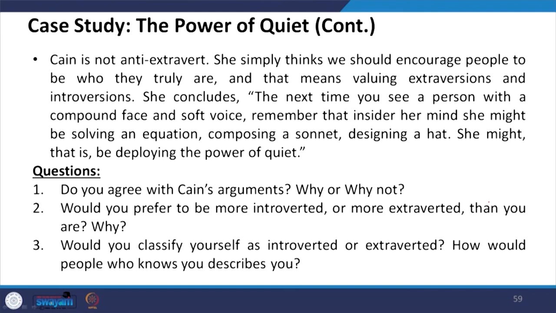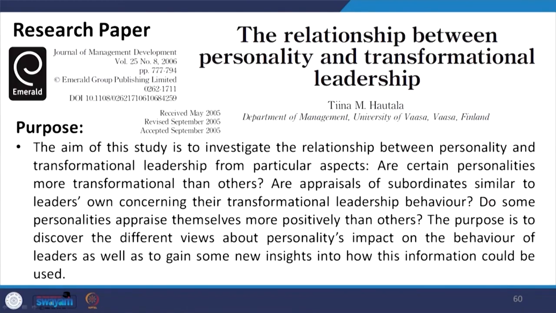Cain is not anti-extrovert. She simply thinks we should encourage people to be who they truly are, which means valuing both extroversion and introversion. She concludes: the next time you see a person with a composed face and soft voice, remember that inside her mind she might be solving an equation, composing a sonnet, designing a hat. She might, that is, be deploying the power of quiet. So, do you agree with this? To be more, would you like to be more introverted? Would you classify yourself as an introvert or not?